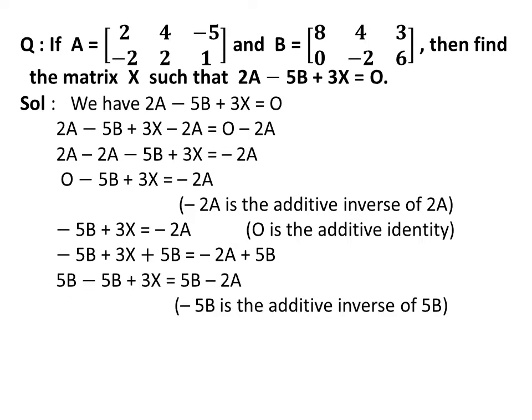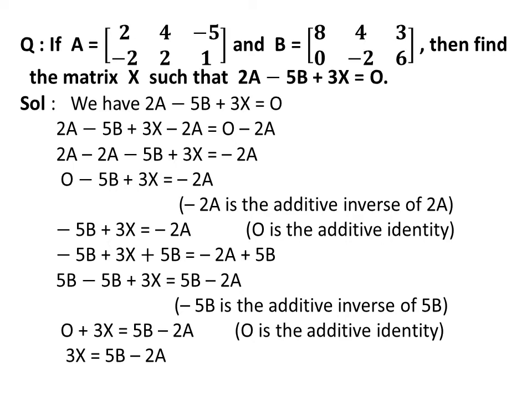Now add 5B matrix on both sides of the equation. Minus 5B is the additive inverse of 5B and O is the additive identity. So we get 3X equals to 5B minus 2A. Then X equals to 1 by 3 into 5B minus 2A.